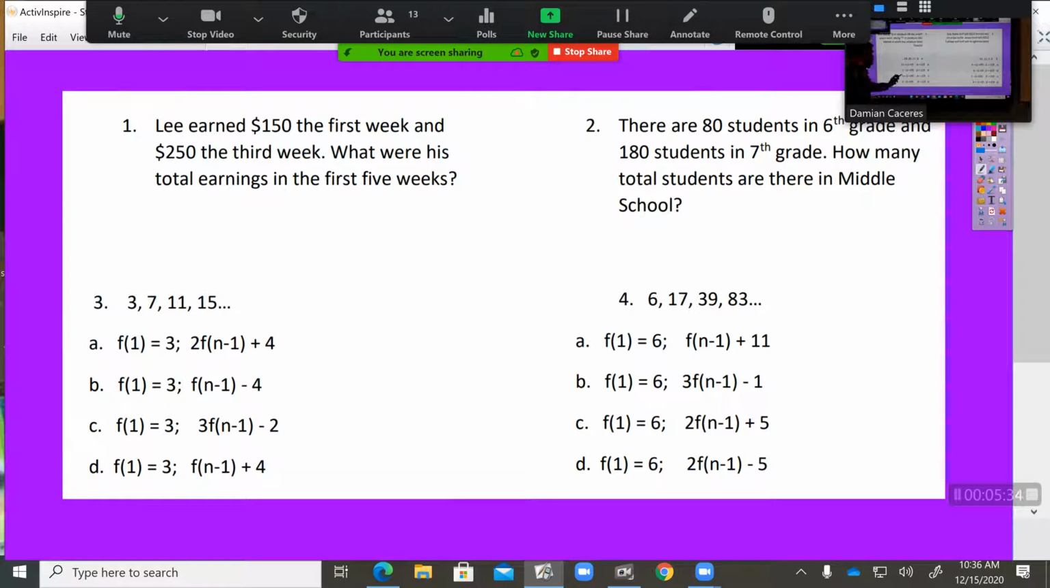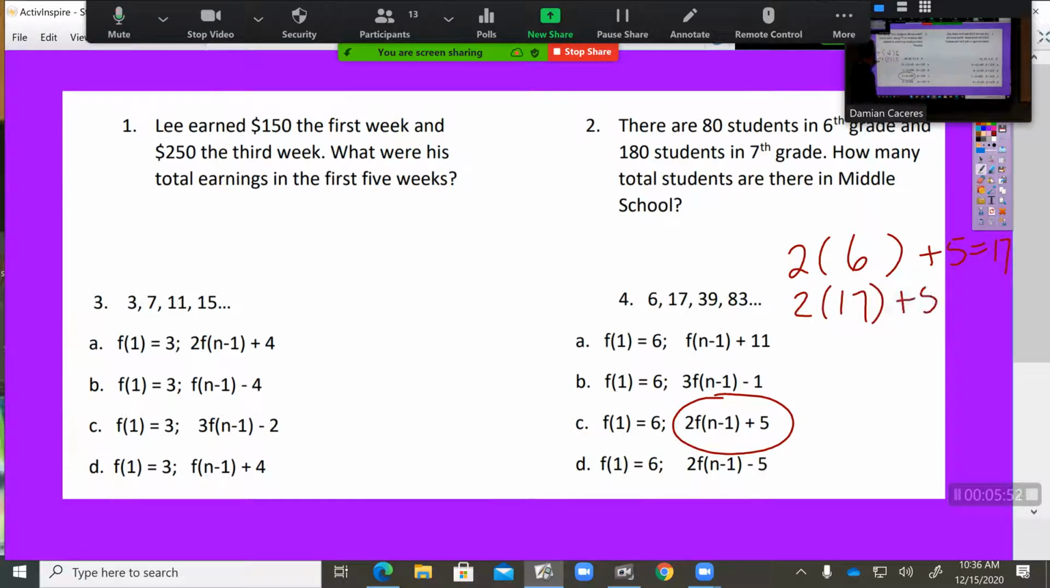Now we get to answer choice C. Answer choice C says 2 times f of n minus 1 plus 5. Let's test this out. 2 times 6 plus 5, 17. That is the next number. 2 times 17 plus 5 is 39. That is the right number. 2 times 39 plus 5 is 83. So because it worked all the way through our sequence, we know the answer is C. Any questions?